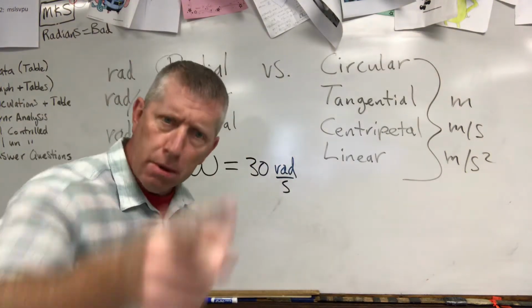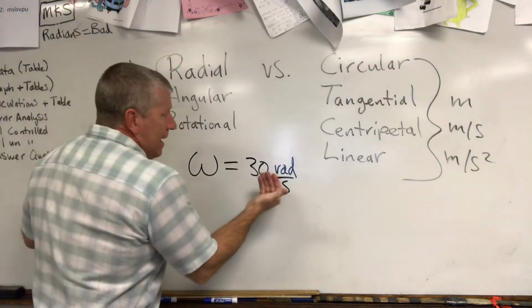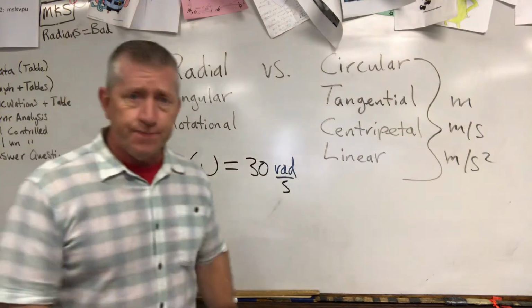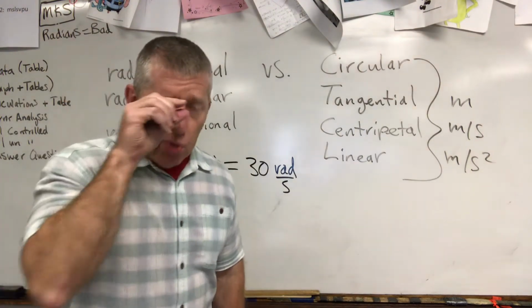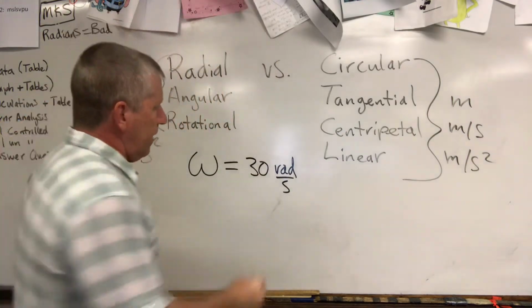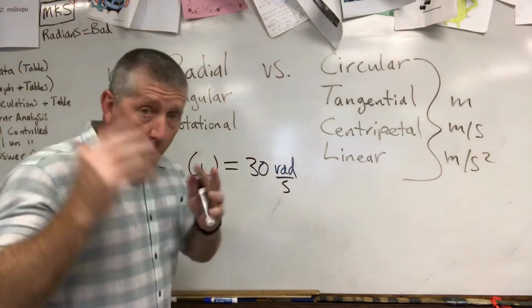Good. If the radius of the circle that this is going around is little tiny and cute, just 1 little millimeter, well, then that's not very fast. That's like sloth fast.